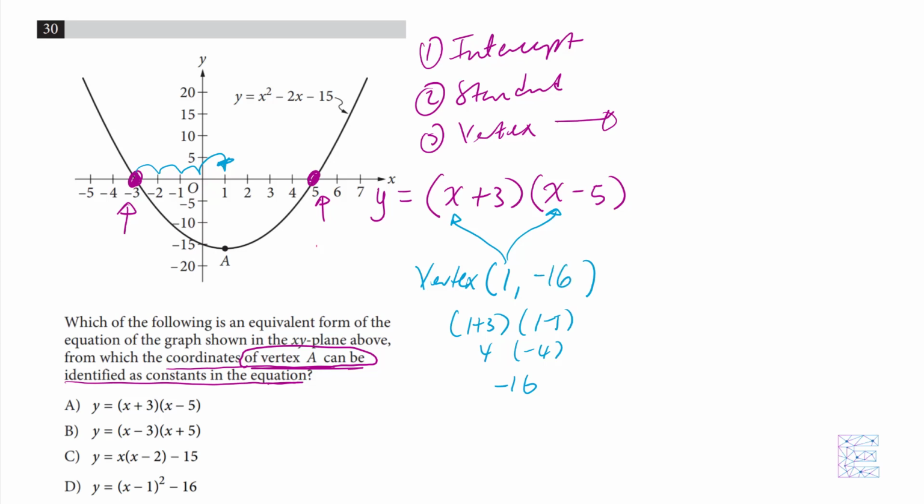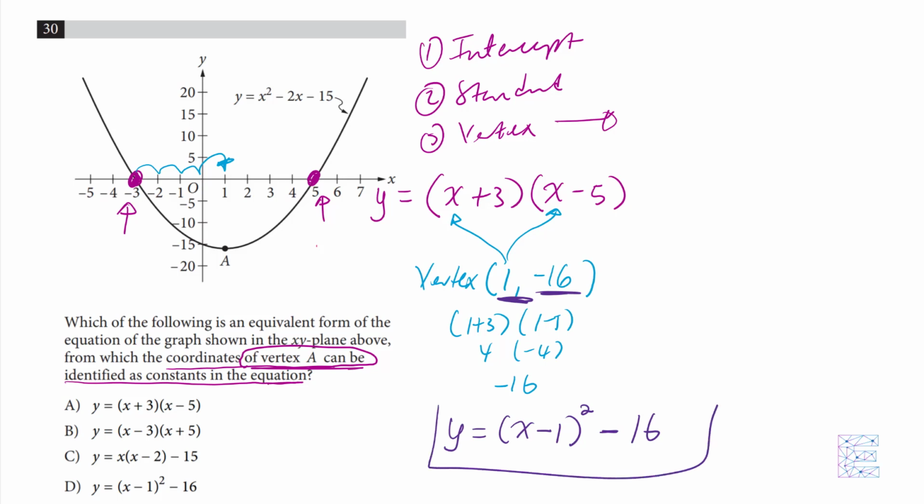Now with that, we can write the equation as y equals (x minus 1) squared minus 16. Remember, you always change the sign of the x value of the vertex, and you always keep the y value the same. And that's the answer, which makes D the correct answer to this question.